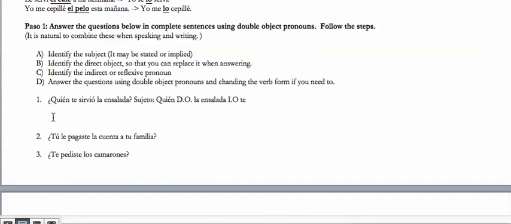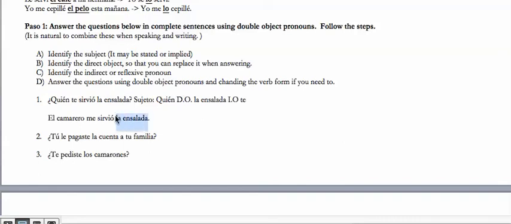¿Quién te sirvió la ensalada? So who normally serves salad? Okay, we'll say it's, oops, no me. El camarero, the waiter, sirvió la ensalada. Who did he serve it to? He served it to me. Now, the only thing wrong with answering it this way is that I just asked you, ¿Quién te sirvió la ensalada? So do I really want to say the waiter served me the salad?